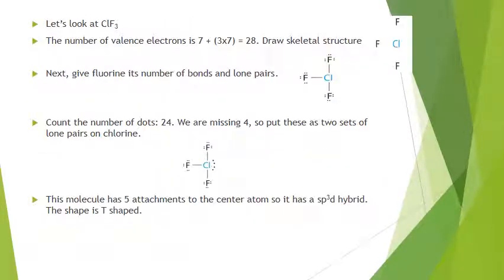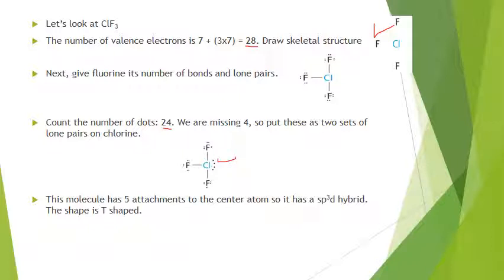Okay, so let's take a look at ClF3. First of all, let's find a bonding structure. The number of valence electrons is 28: 7 plus 3 times 7 is 28. Here's the skeletal structure. Now fluorine gets 1 bond and 3 lone pairs. We do that and count the number of dots. We have 24. We're missing 4, so we put 2 pairs in the middle.